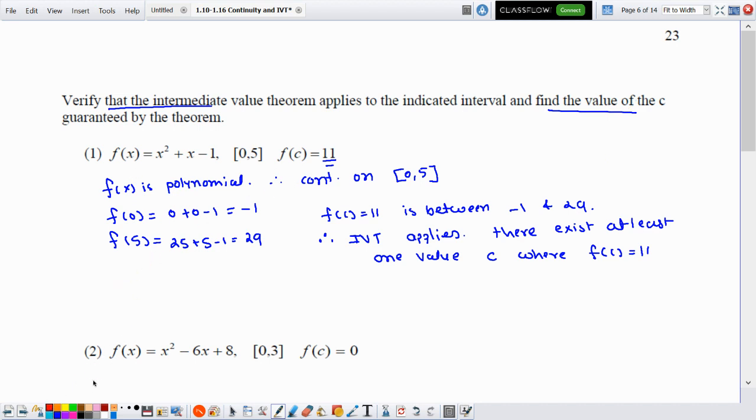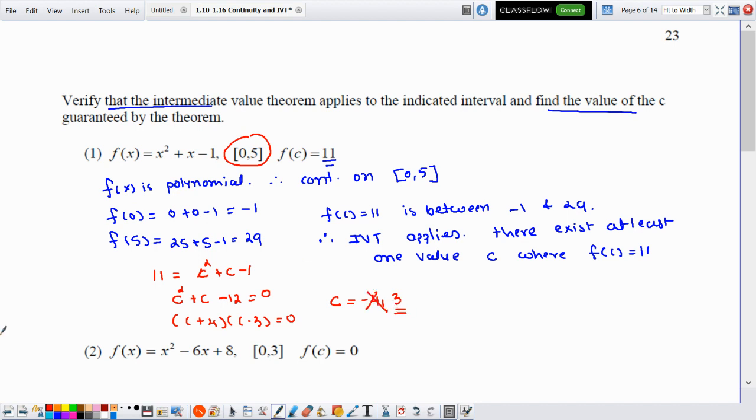So for that part, you have to do a little extra work for this problem, which is rarely asked, but in case they ask, let's find out. 11 is equal to c square plus c minus 1. c square plus c, subtract 11, c plus 4, c minus 3. Is that correct? I think so. Equal to 0, which means c is equal to negative 4 and 3. Now between 0 and 5, negative 4 doesn't come, so c is equal to 3.